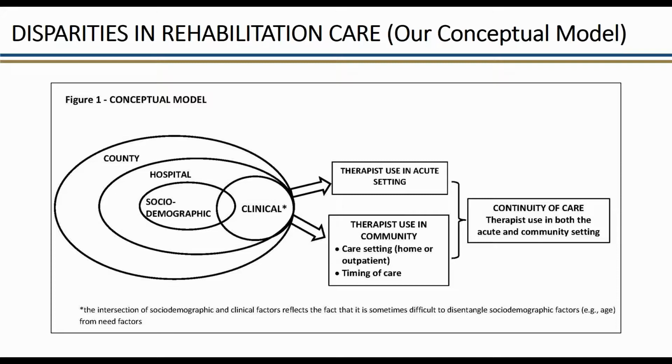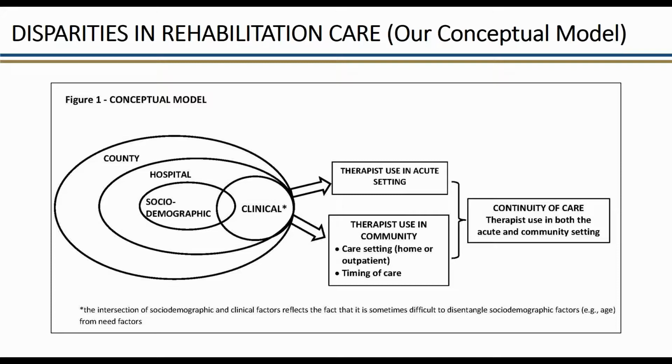So basically, we looked at whether they got any therapy in the acute setting. We looked at whether they got any therapy in the community setting after they were discharged home, whether they got home care or outpatient care. We looked at the timing of when that care started. So after they got home, how long did it take for them to have the first home health visit, or how long did it take them to have their first outpatient visit? And then we looked at the continuity of care, and specifically whether the patient had care in the acute care and the community setting following stroke.